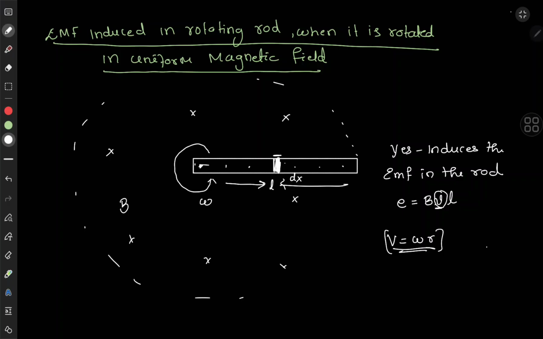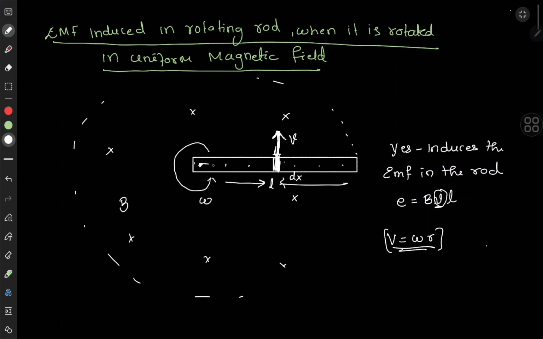In this dx length at a particular instant of time, there is a linear velocity in this direction. At a certain instant, the linear velocity will be in this direction, since omega is in the anti-clockwise direction. So this dx element has a linear velocity of v, it has a thickness of dx, and it is in the magnetic field.